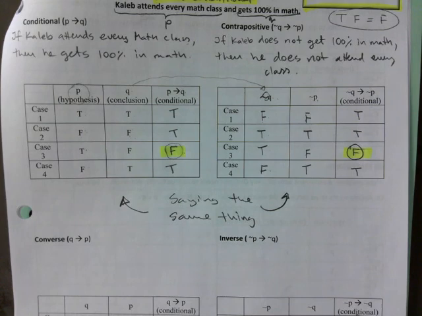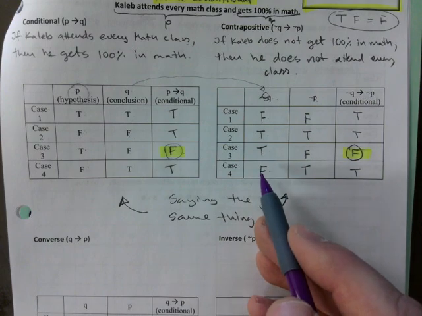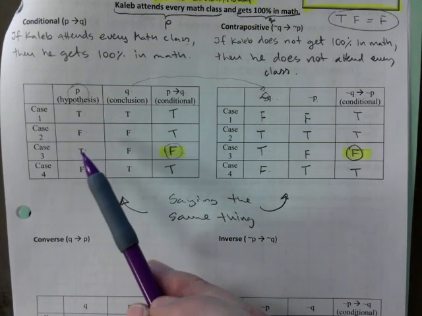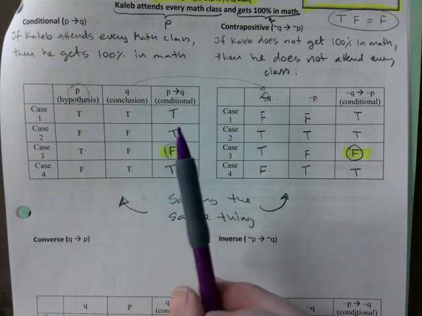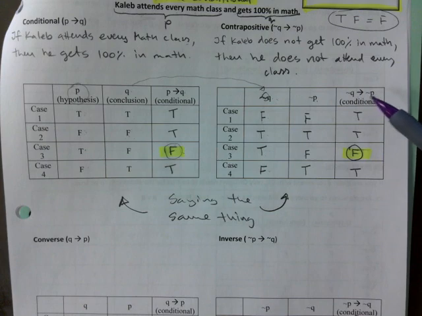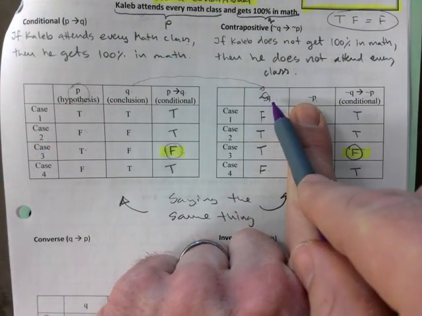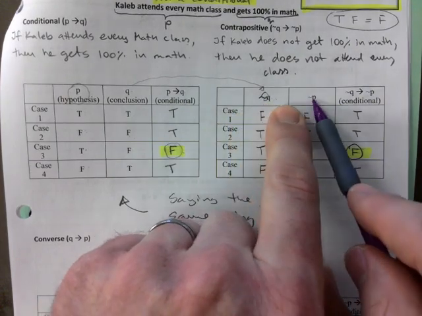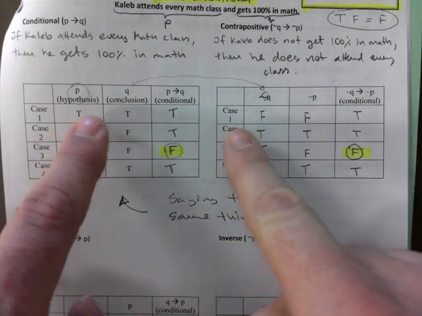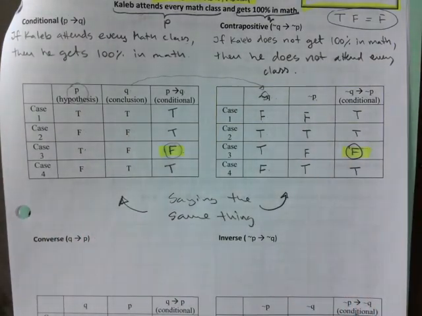That's why I wanted them side by side. Basically what I did is, to make a contrapositive, you flip the order and you put a not in front of both. So I took P and Q, I flipped it, and then I put a not in front of both. So we just take these ones and flip them around, and it ends up like that. That's why I did it side by side.